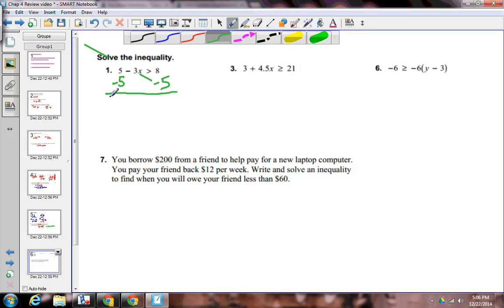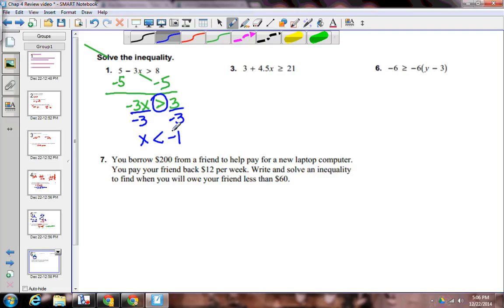Now on the left, we have negative 3x, not positive 3x, negative 3x. And it's still greater than, and 8 minus 5 is 3. And now for our second step, when we divide by negative 3 to get 1x, don't forget to flip your symbol. We now have x is less than negative 1. Final answer.